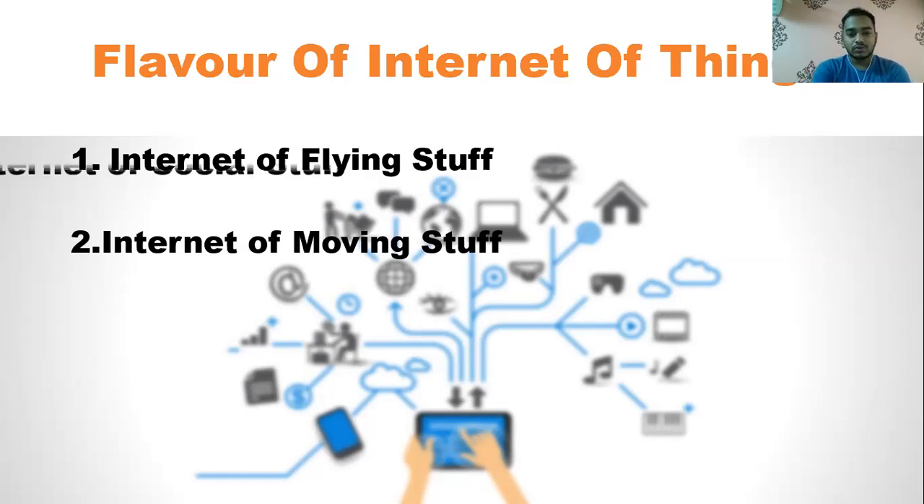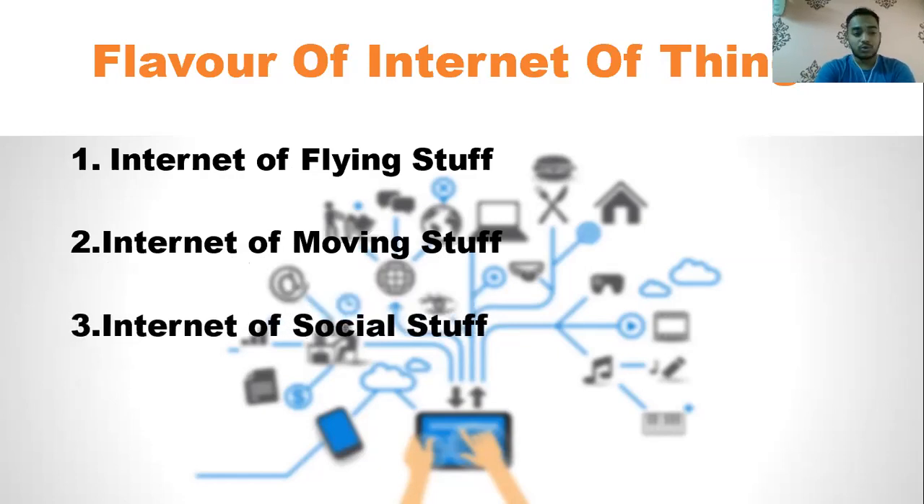So what is the next point? Internet of Social Stuff. What does it mean? What is the Internet of Social Stuff? I think we are turning smart objects into social objects. What we are doing in the Internet of Social Stuff is turning our smart object into a social object.